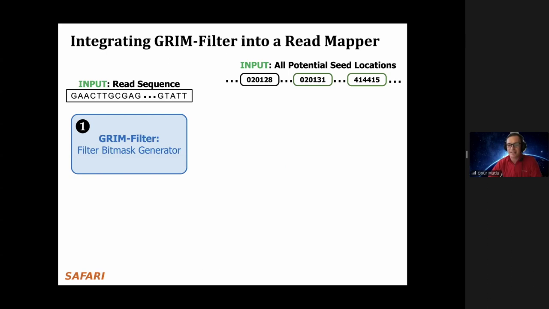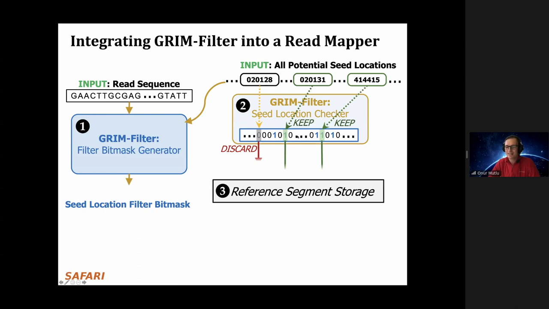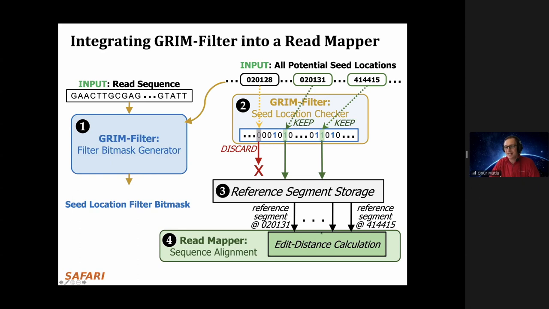The read mapper essentially gets the read sequence and all potential seed locations. And then you basically check which locations actually match or mismatch, depending on the filter outcome. And then we only do the alignment on things that match the filter. And then edit distance calculation is eliminated significantly, like earlier filtering mechanisms. So hopefully this is clear.